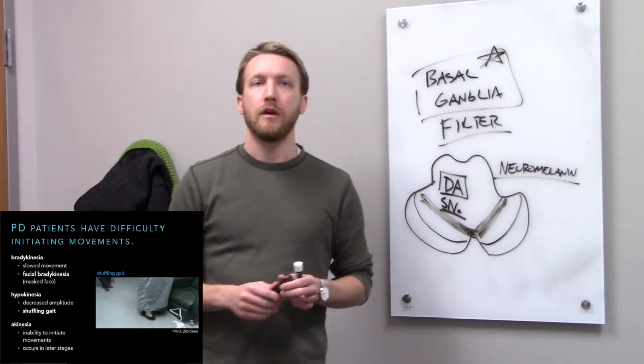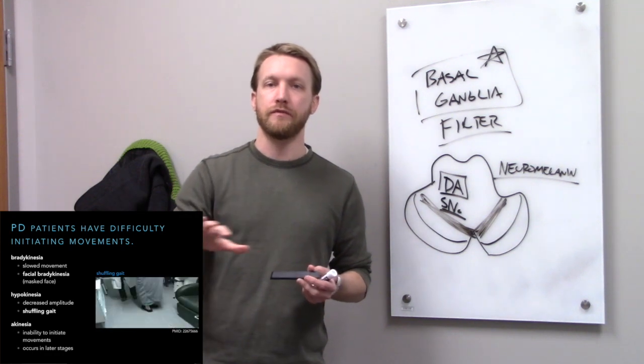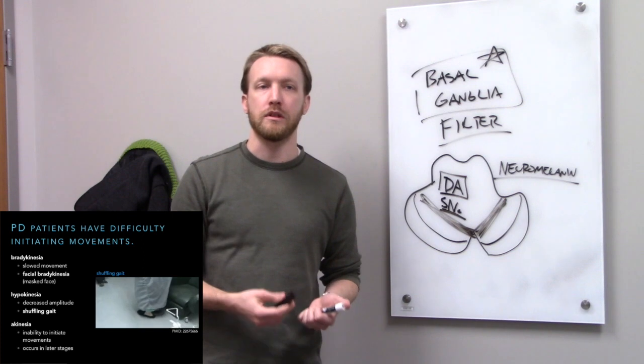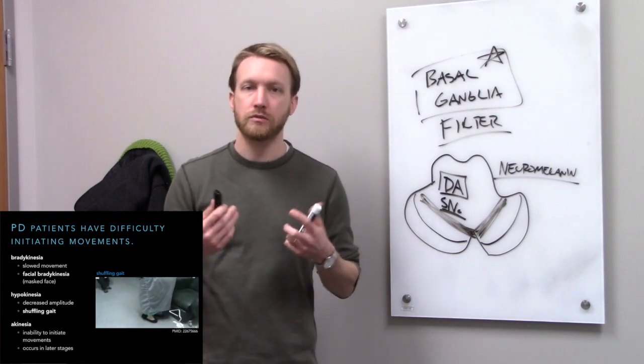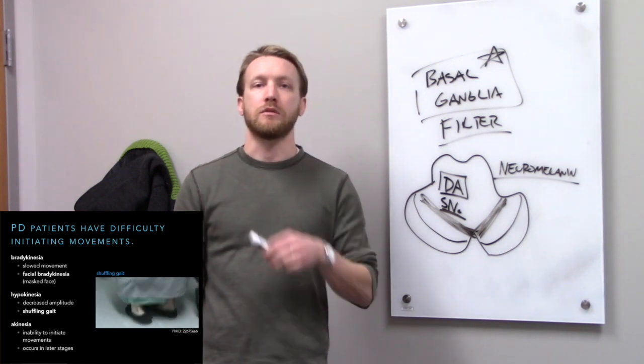And you can think of brady, hypo, and akinesia as being sort of different severities of the same thing. That is, the inability to appropriately carry out movements. It starts with slowness and lower amplitude and eventually progresses to a complete absence.